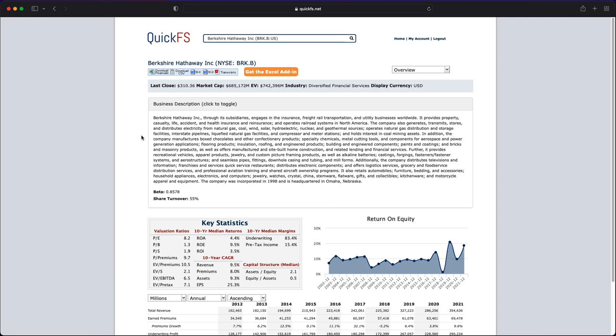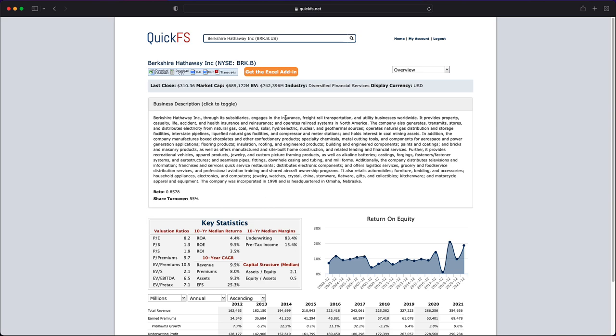Today we are working through every company in the S&P 500, and today is Berkshire Hathaway, ticker BRK.B. So the B shares for Berkshire Hathaway. This is a gigantic company of $685 billion operating in the diversified financial services industry. For the next few minutes, I'll discuss both my thoughts on the valuation of this company and its business quality.